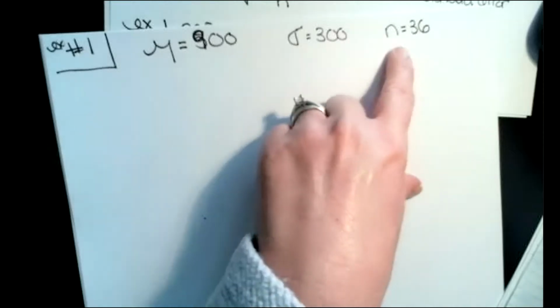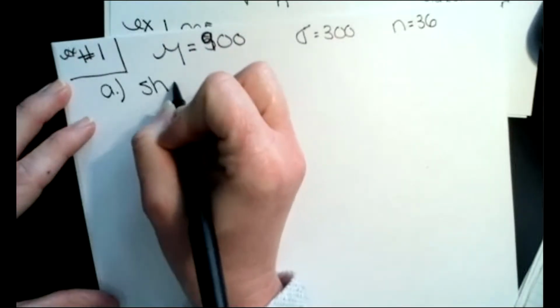Okay, so here's my example one. You can see where I wrote 500. Now I corrected that with the 900. My sigma is 300 and my n is 36. So for part A, to describe the distribution, the shape I have either one way if it's categorical or three ways if it's numerical. What type of data do you think this is, guys?